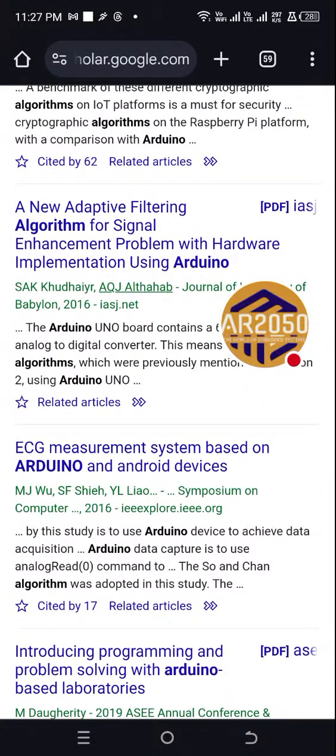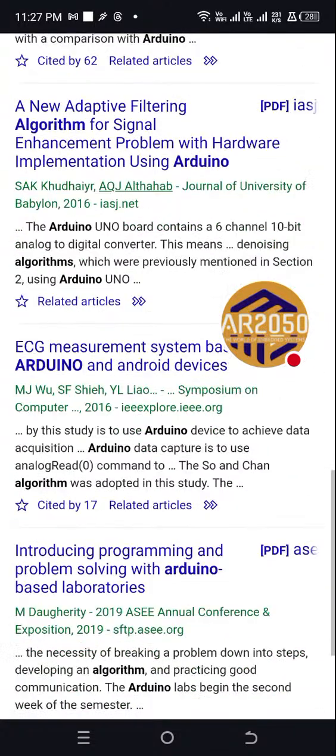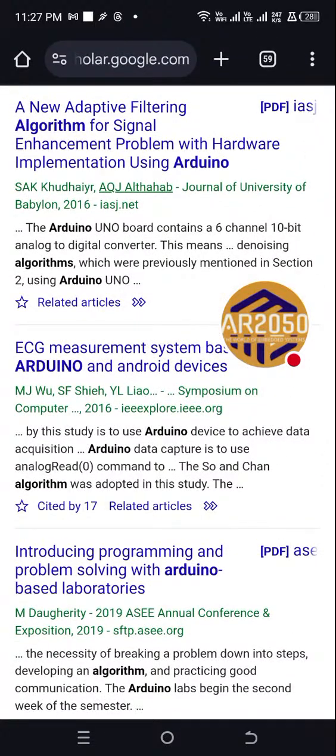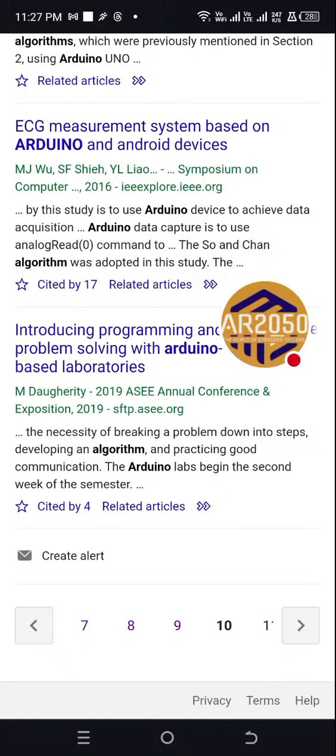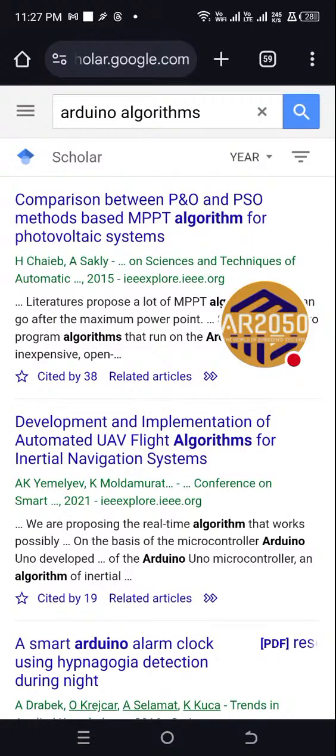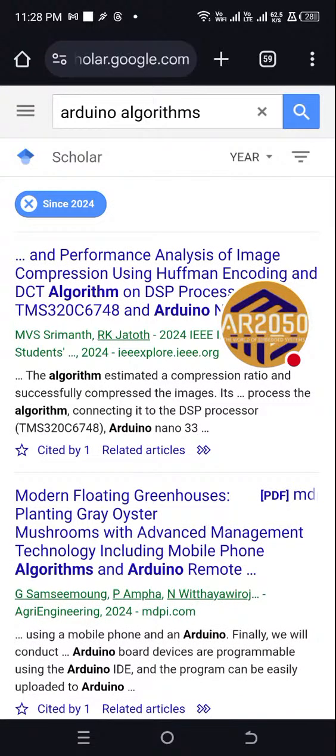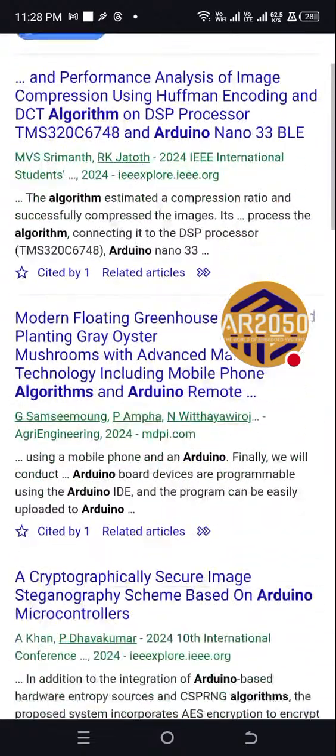ECT measurement system based on the Arduino and Android devices. ECT processing is signal processing. So yeah, we covered paper 10. Okay, let's filter out what papers are published in this year so far.